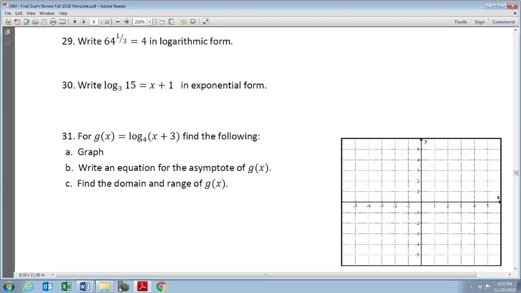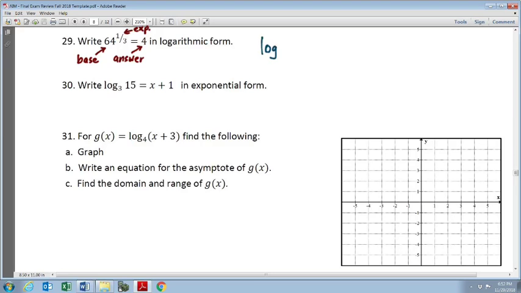Alright, so on number 29 here, we need to write this in logarithmic form. So notice here we have the three parts that we've talked about before. The 64 is what we call the base. The 1/3 is the exponent. And I've been calling the 4 the answer. So we're going to switch to logarithmic form.